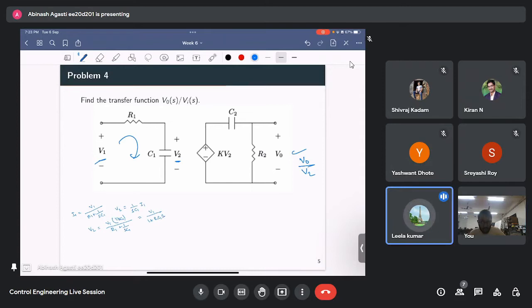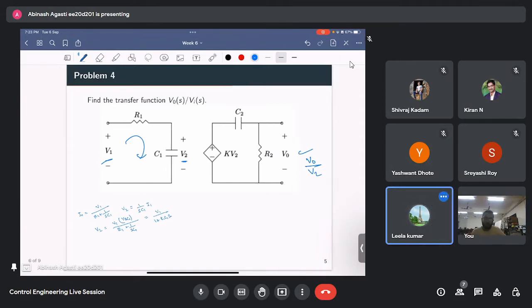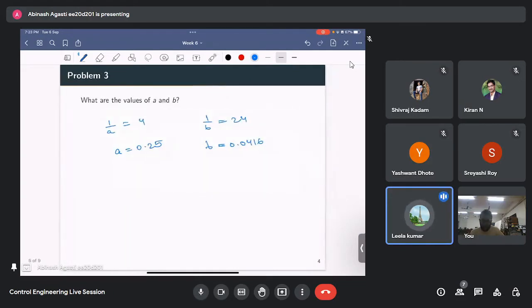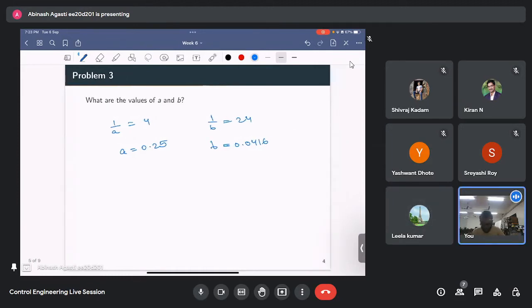The previous, this is over because I had a network issue. I disconnected and joined back. The Bode plot one? That previous one. Okay, so I'll just go over it quickly.